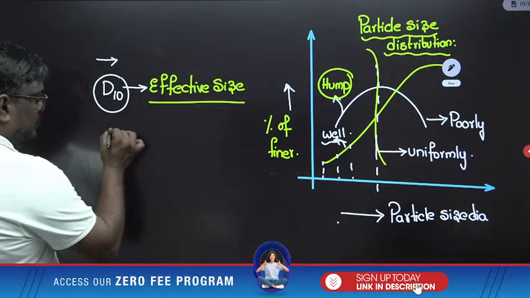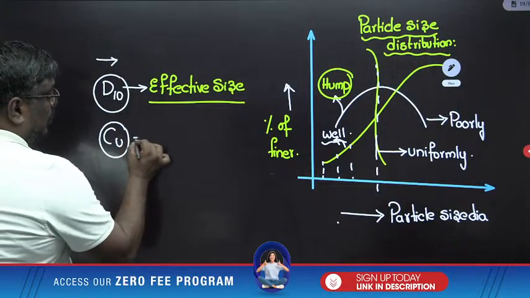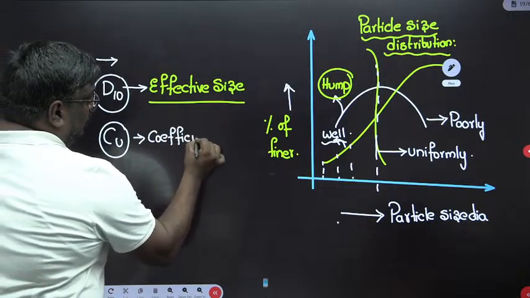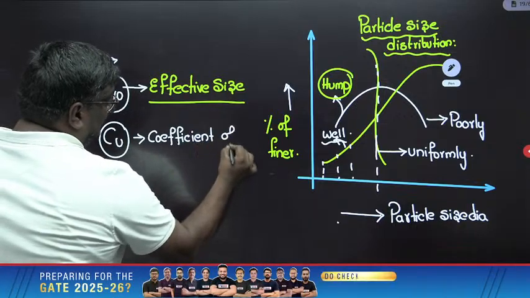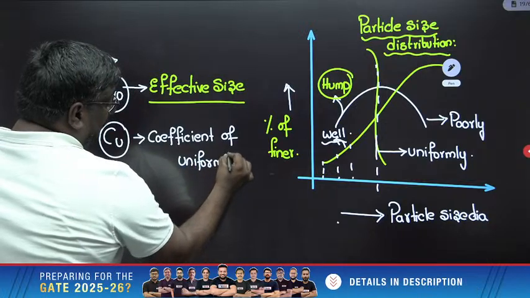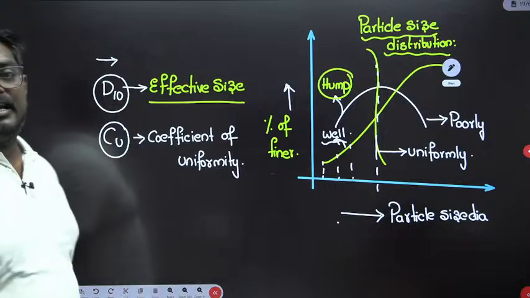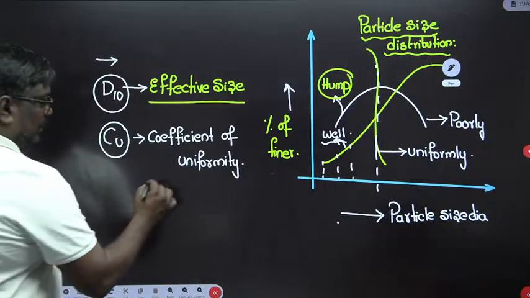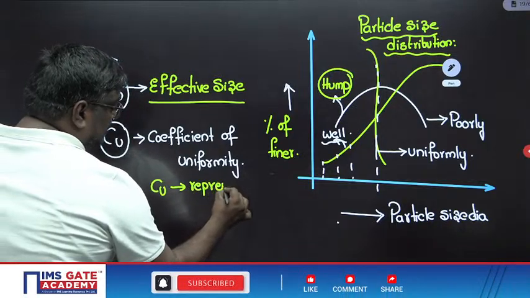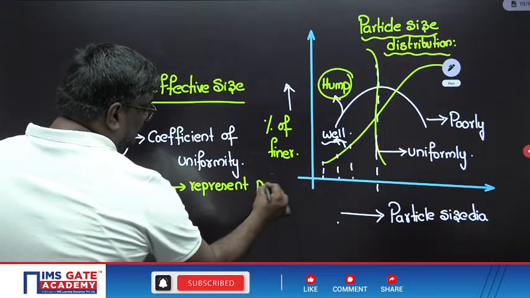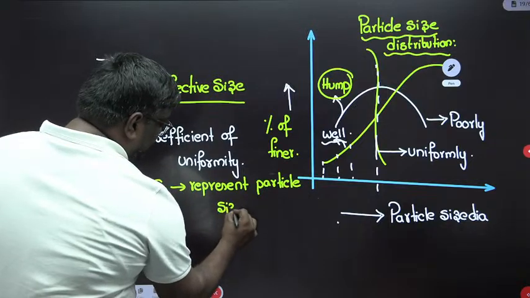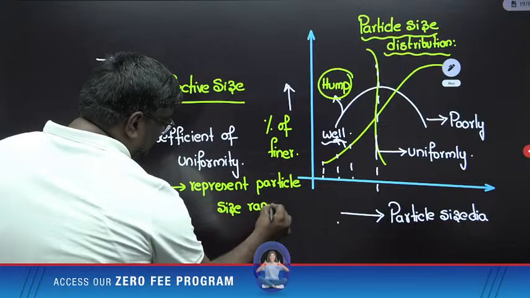Now we have a term CU, called coefficient of uniformity. For well-graded gravel, CU should be greater than 4, and for well-graded sand, CU should be greater than 6. CU represents the particle size range.